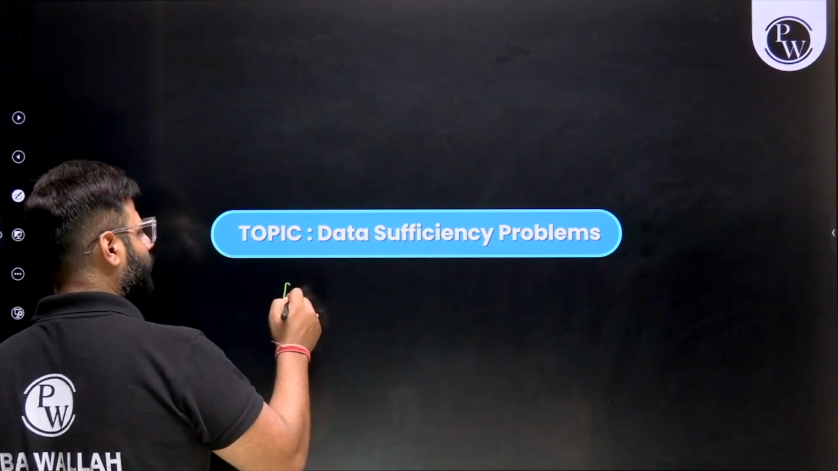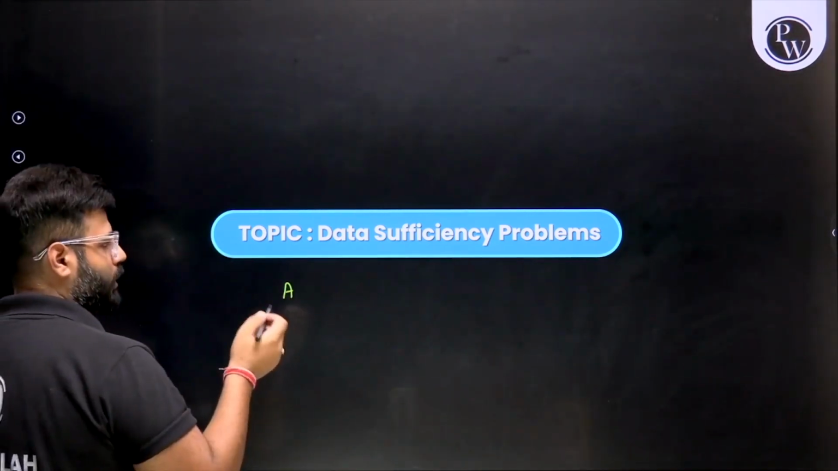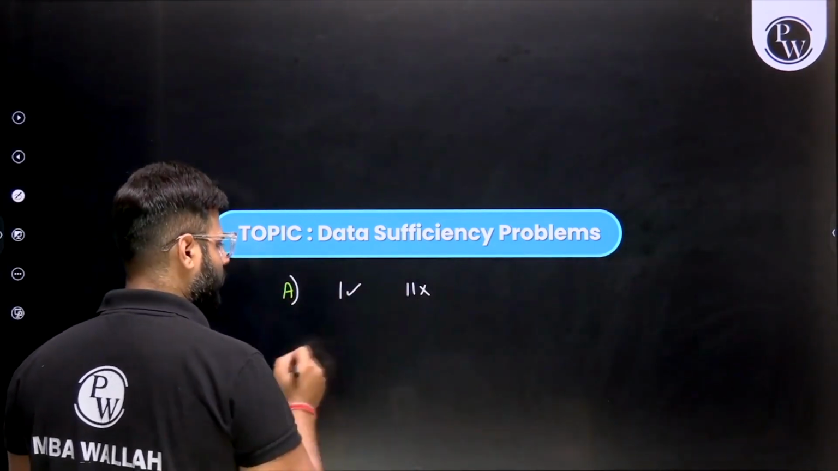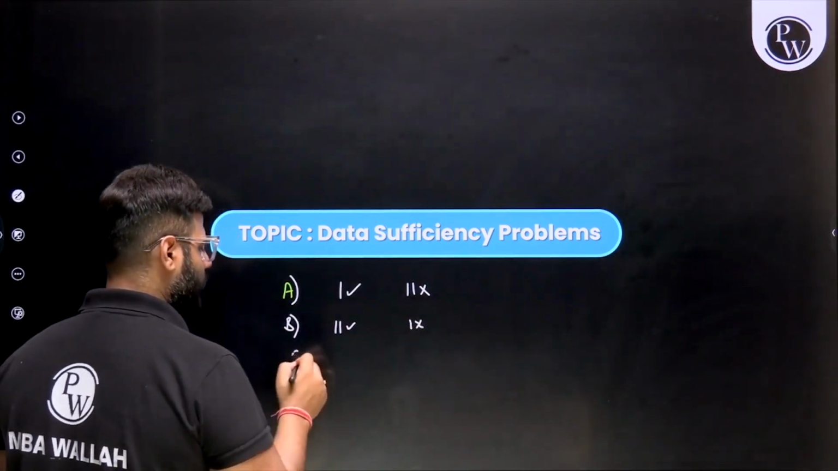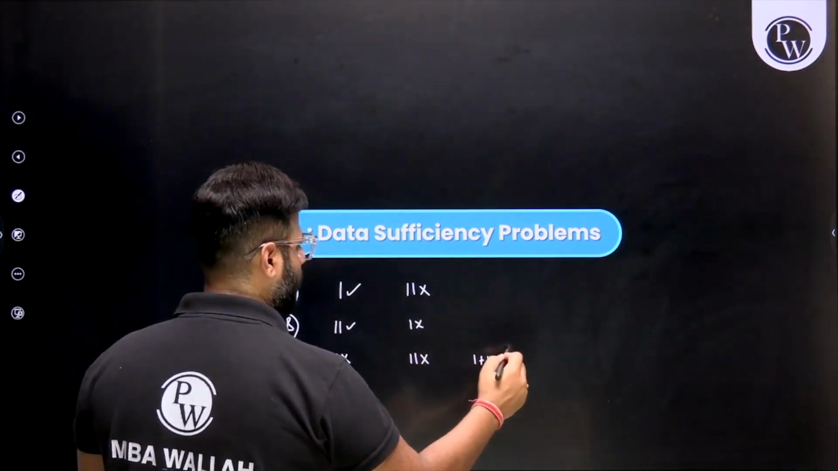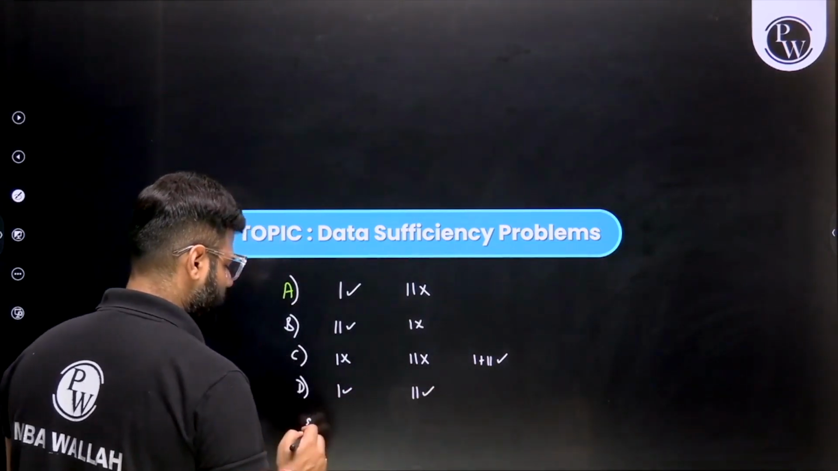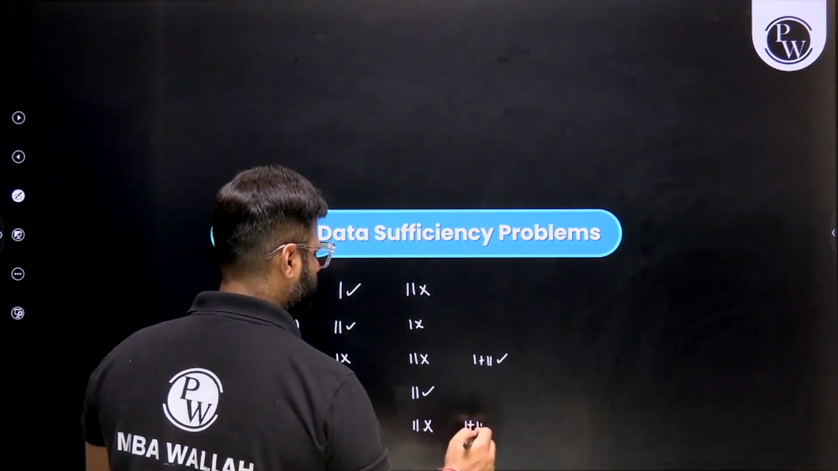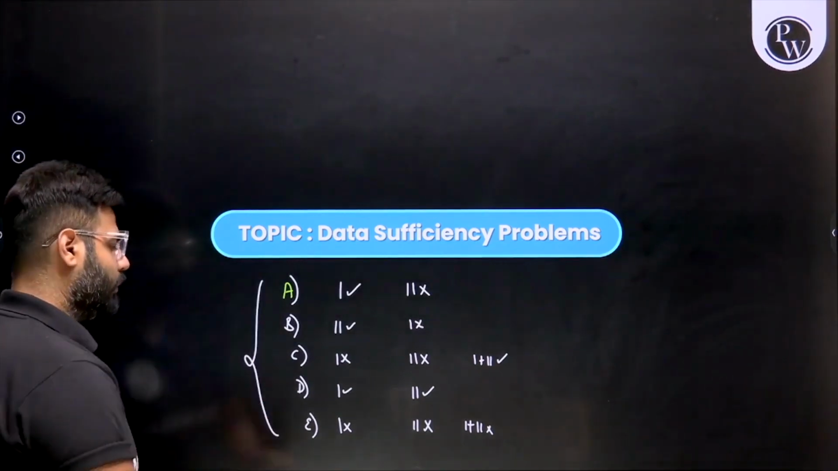Some of you might not know what the options are like, so I'll tell. Option A says first is sufficient and second is not sufficient to answer the question. B says second is sufficient, first is not sufficient. C says first not sufficient, second not sufficient, and when you club them, they are sufficient. D says both individually are sufficient to answer the question. And E says even if you club them, they are still not sufficient. So individually, definitely they are not sufficient. You can make a note of that.